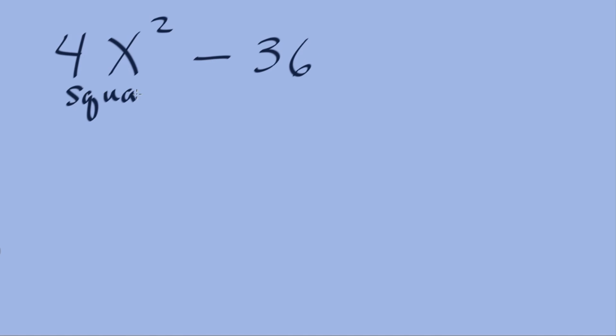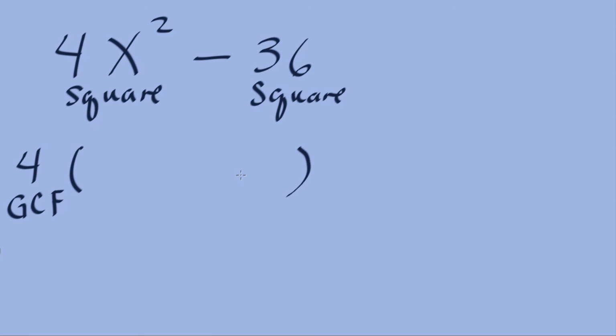Okay, let's say you have 4x squared minus 36. Okay, so this is a difference of two squares. This is a perfect square. This is also a perfect square. Now, in this example, there's a GCF between 4 and 36, so we can factor out the 4 first. Okay, always check for the GCF.